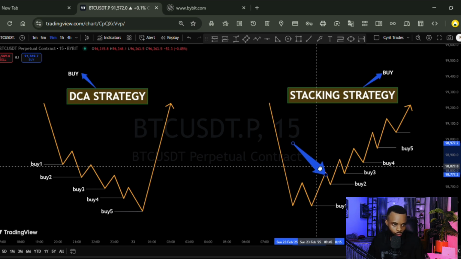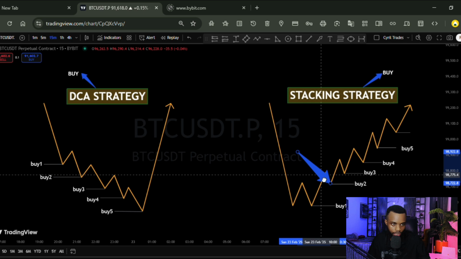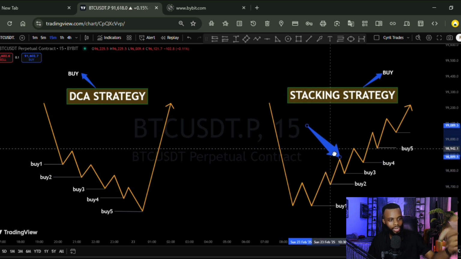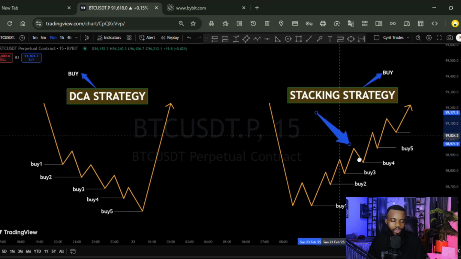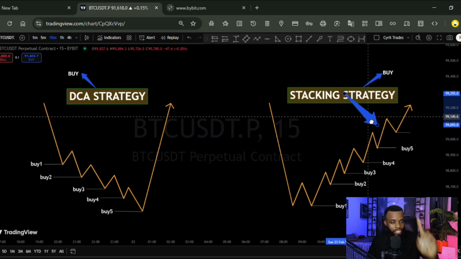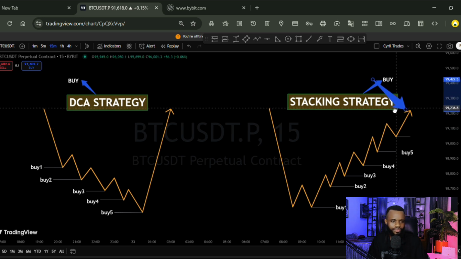Now, as it retraces, you add another position. Once this one goes up again, use this profit this one made to add another position upon retracement. As it goes up, this is how you are going to be doing it until you reach your potential peak profit level, which might be at this supply level. So as simple as that.